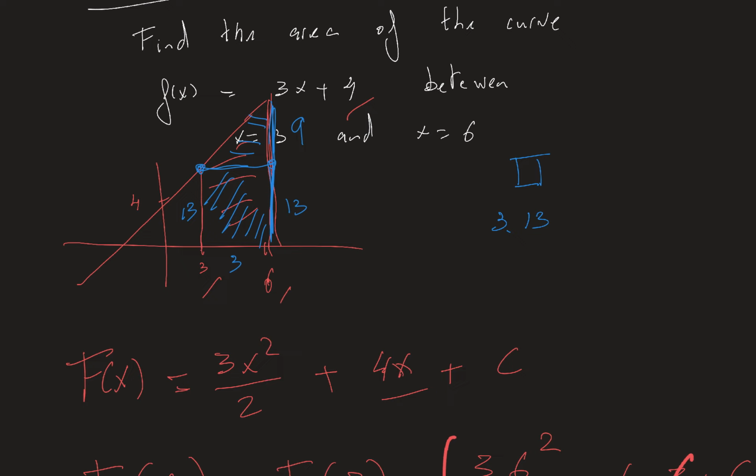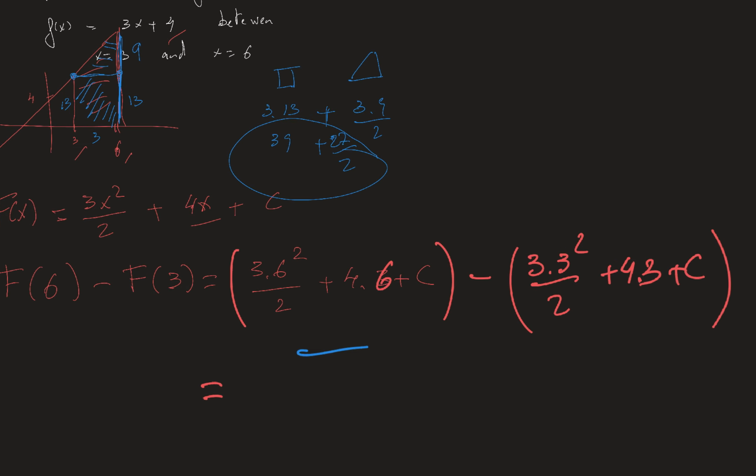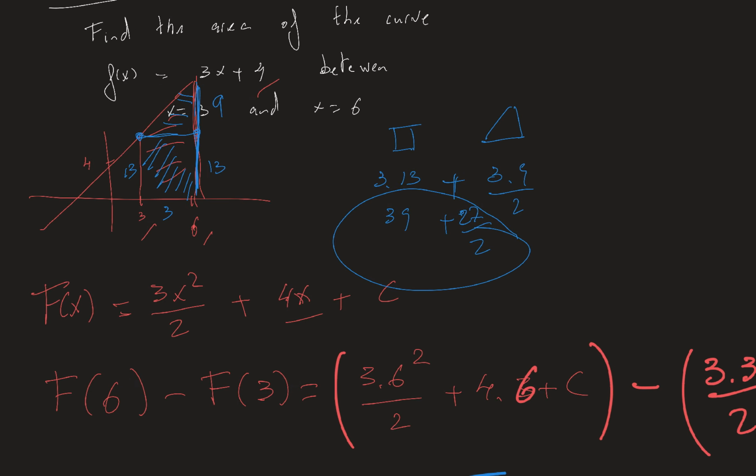The area of this triangle is the base 3 times the height 9 divided by 2. So the sum of these two numbers: 13 times 3 is 39, plus 9 times 3 divided by 2 is 13.5, giving 52.5. The sum of these numbers is exactly the same as F of 6 minus F of 3. You can check it. We did it in class and you can check it. Let's go to the next problem.